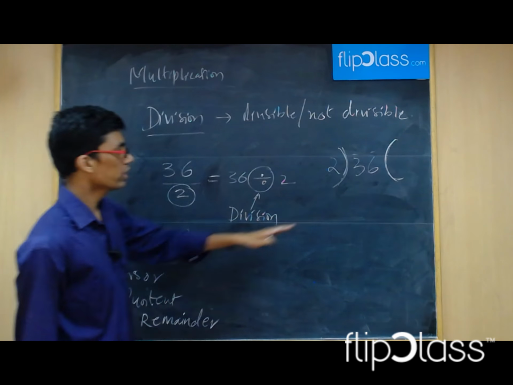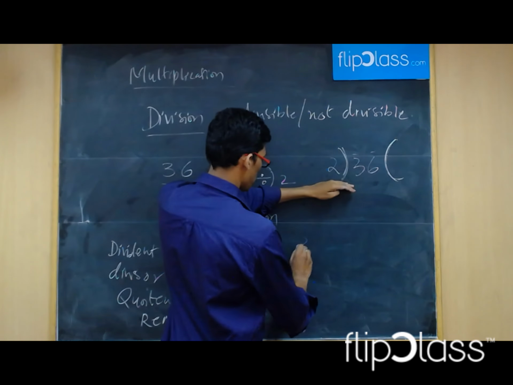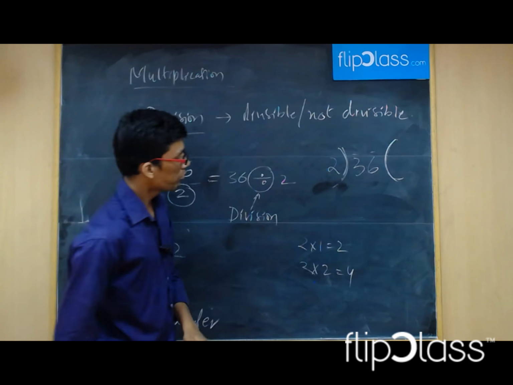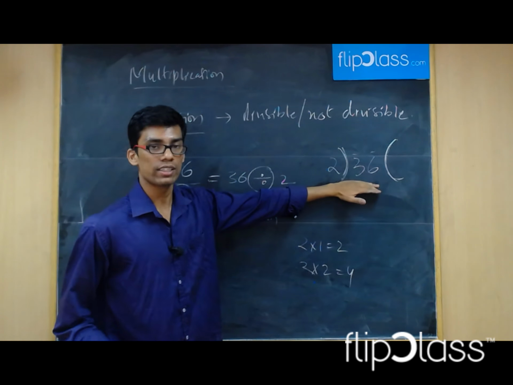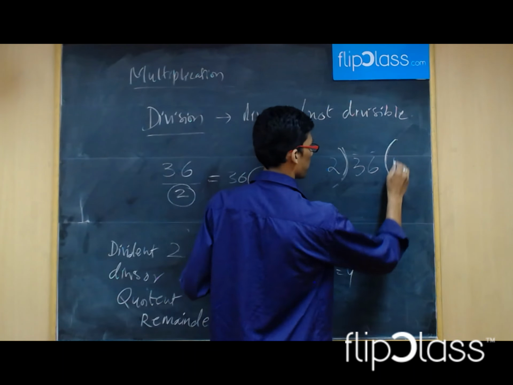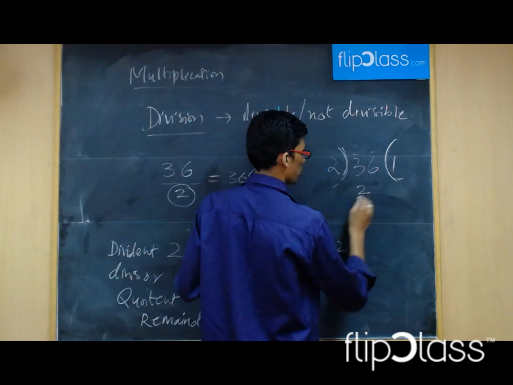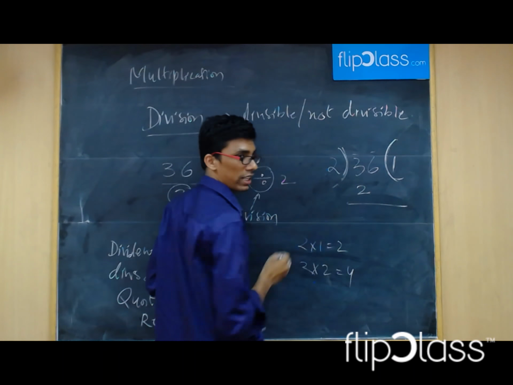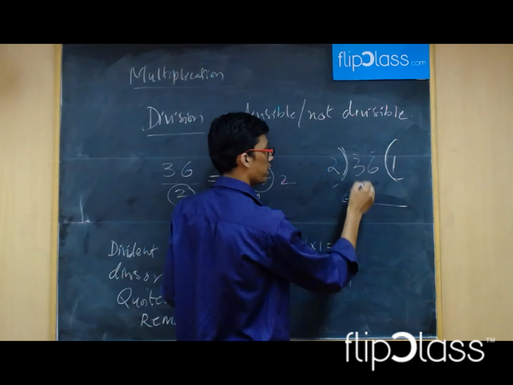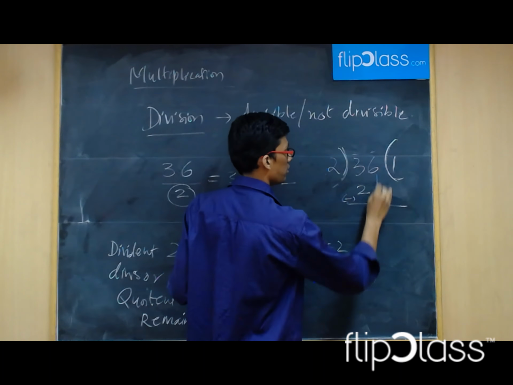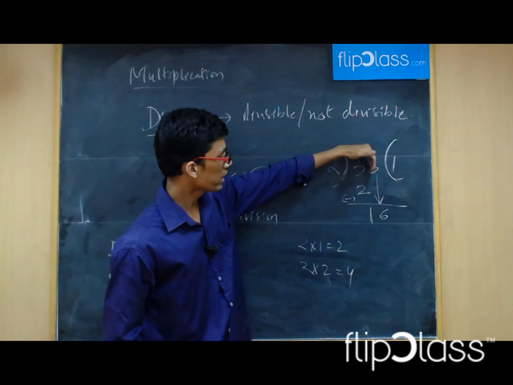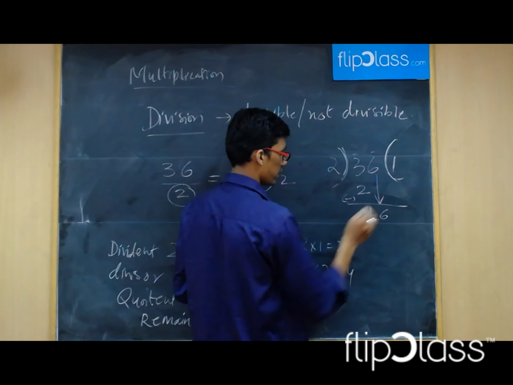Fine. Now when you know the number 2, what is that? 2 into 1 is 2, 2 into 2 is 4. 2 into 2 is 4, which is greater than 3. So we have to stick to the first one, that is 2 into 1. 2 into 1 is 2. Now you have to subtract it. So this is subtraction. When you do 3 minus 2, what you get is 1. And then you have to bring down the 6, so after bringing the number down you get 16.